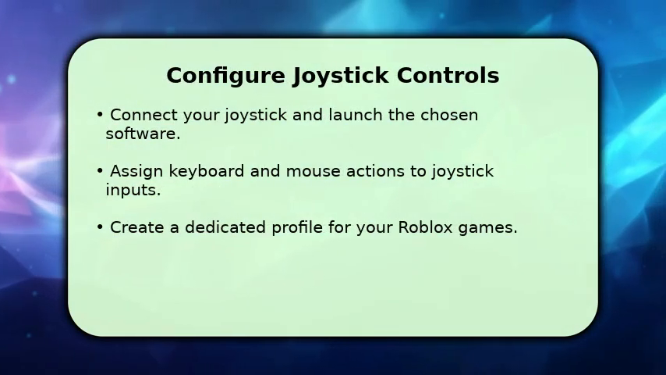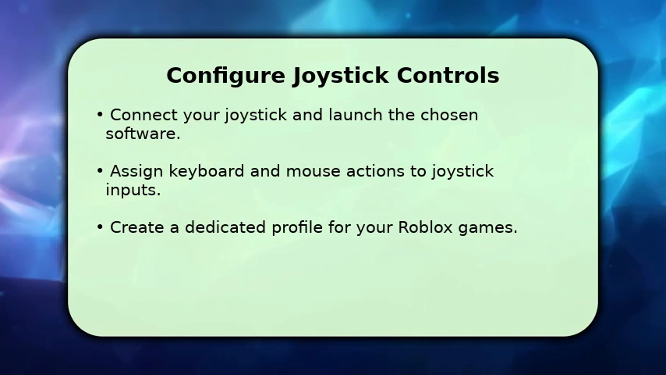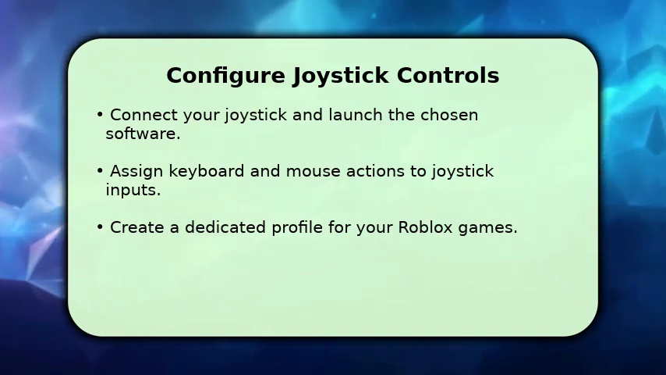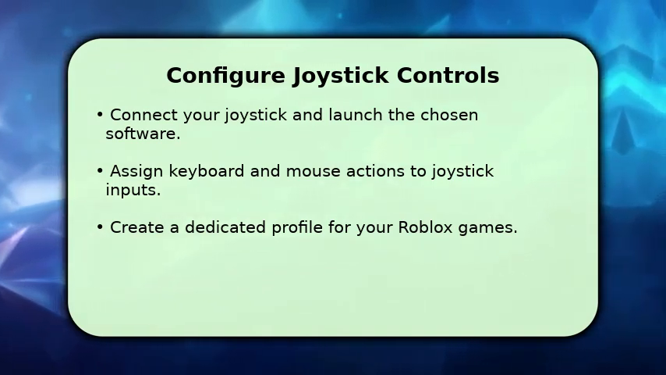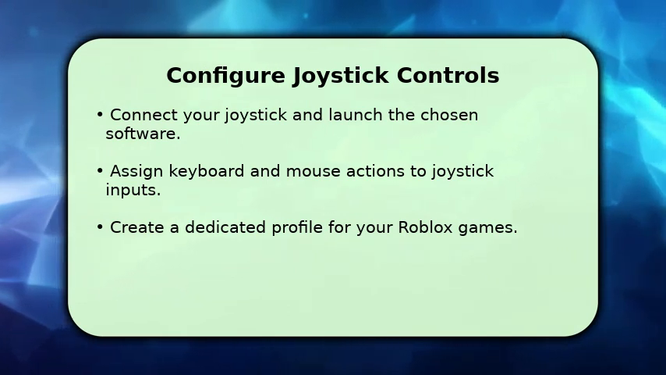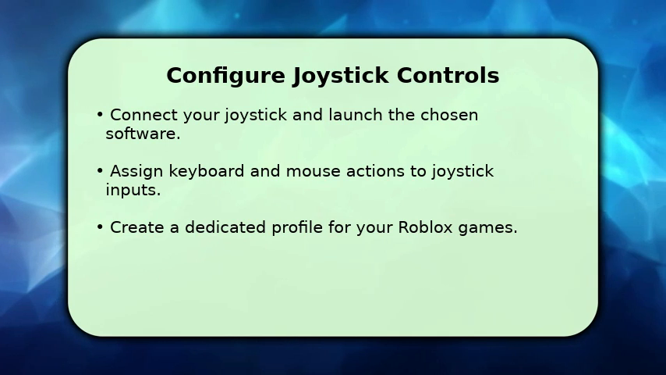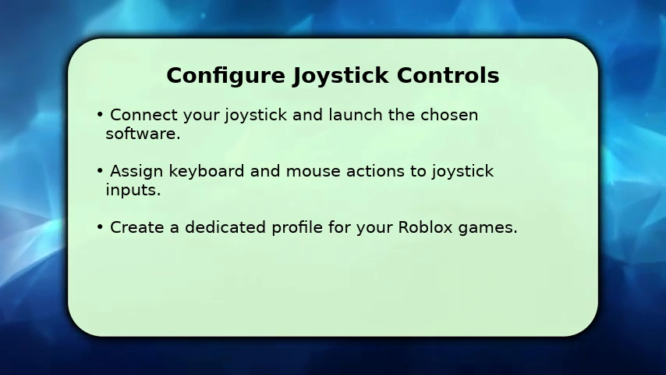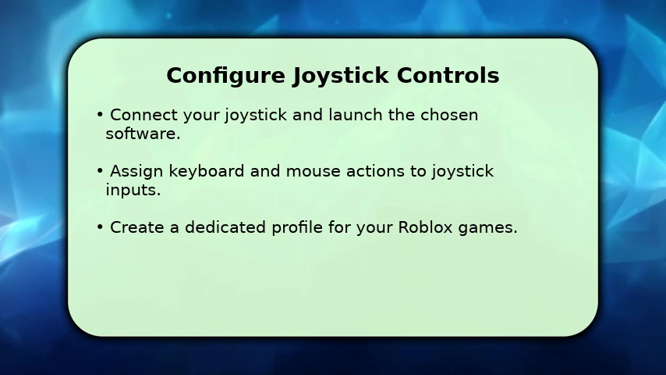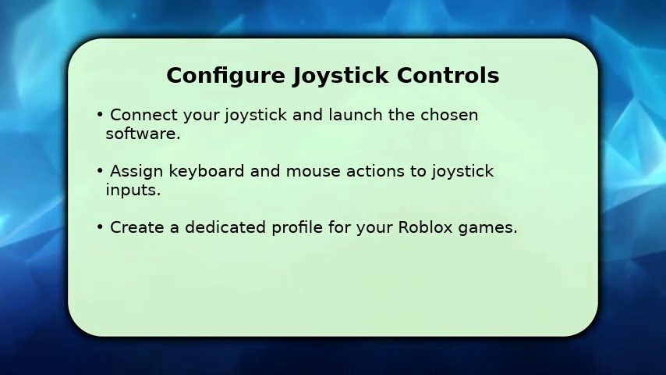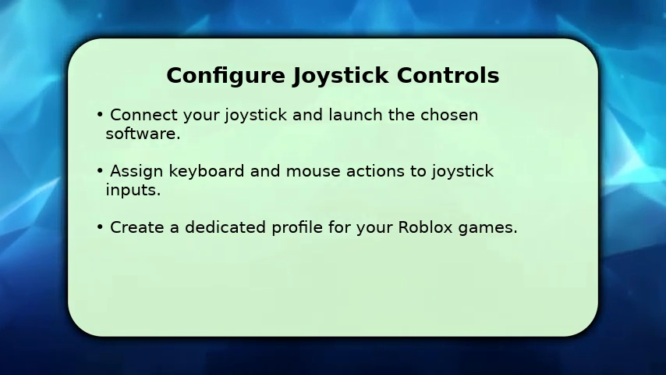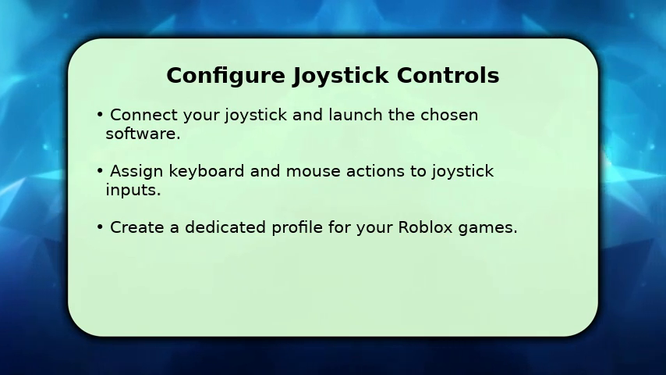Once your software is installed, connect your joystick to your PC. Open the remapping application and begin assigning keyboard and mouse commands to your joystick's buttons and analog sticks. For example, map movement to the left stick and camera control to the right stick. Remember to save your custom profile, perhaps naming it Roblox Profile for easy access.